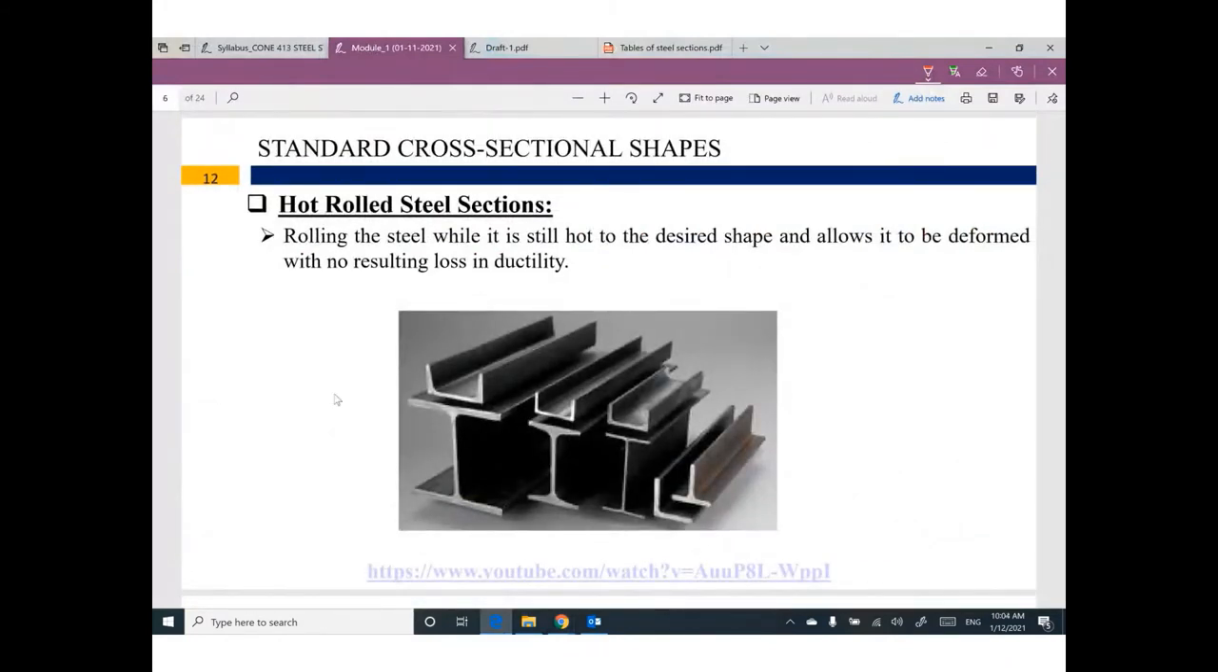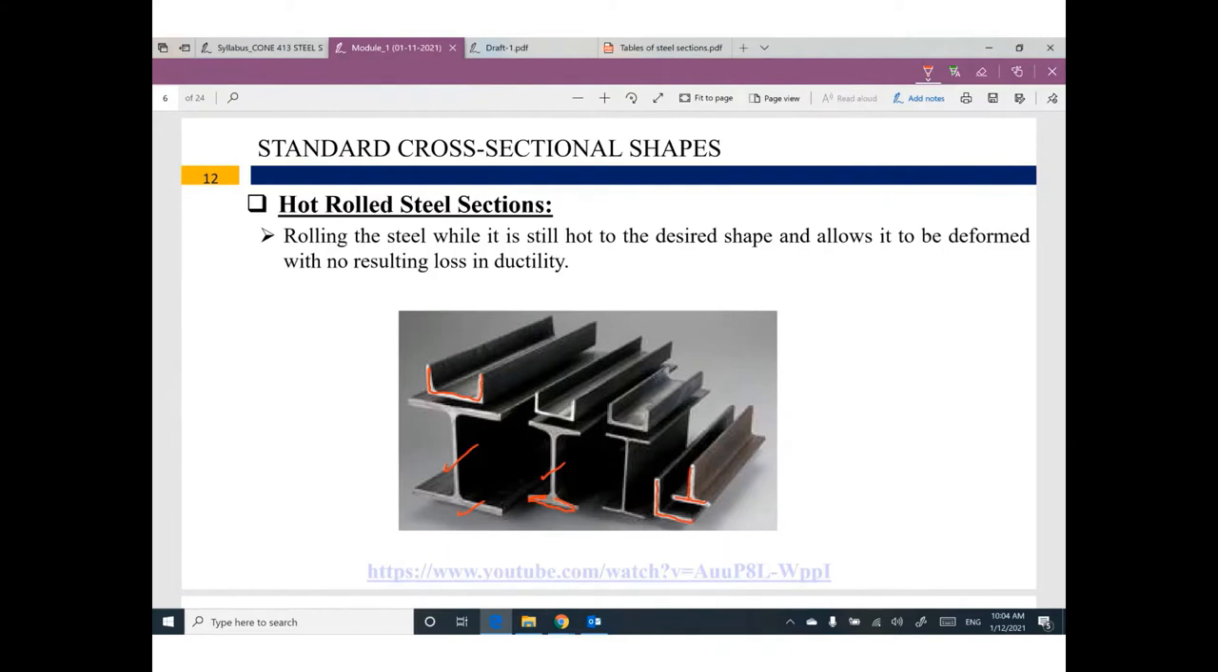Guys, we have different types of cross section for steel. Sometimes your cross section of the steel member looks like this, an I shape. This I shape is probably different from this one. Can you see this slope in the flange? It's not here. Probably your section looks like a channel, like this one. Probably your section looks like an angle, like this one. Probably your cross section looks like a T, like this one. So we have different shapes.